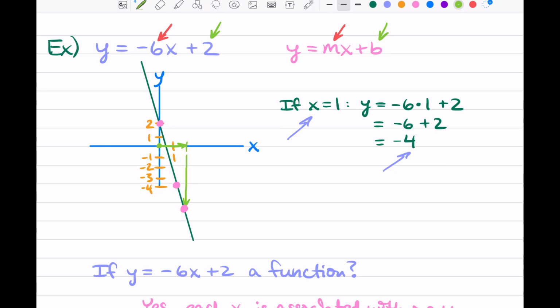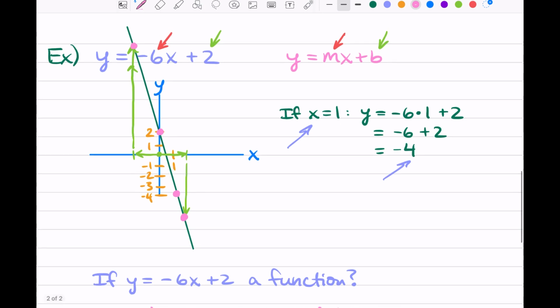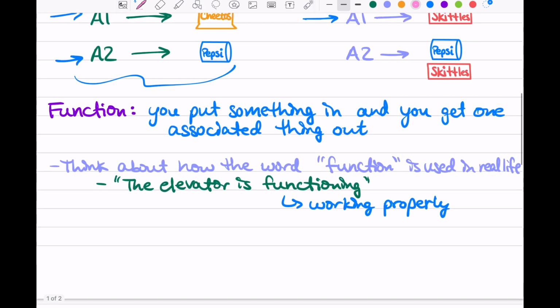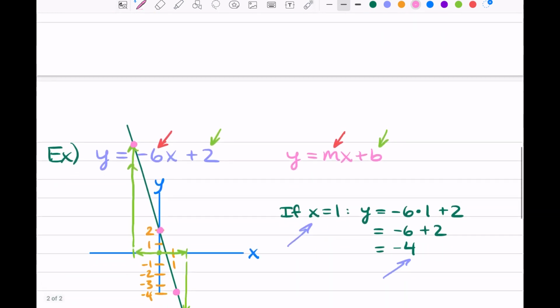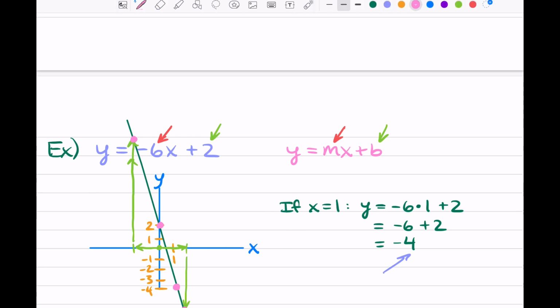Similarly, let's pick a different x. Let's say we go left on our axis here, and we pick an x right here. Well, that x is associated, let's extend this, that is associated with one y right here. So each x is associated with one y. And that's our definition, right, of a function. You put something in, you get one associated thing out. We put in our x equals 1 here, we get a negative 4 out.